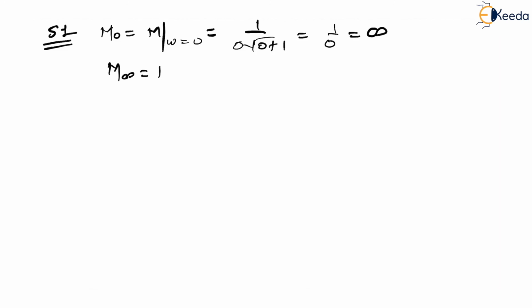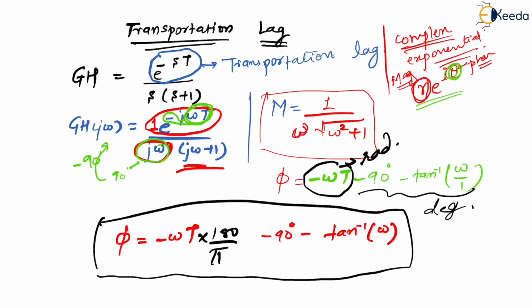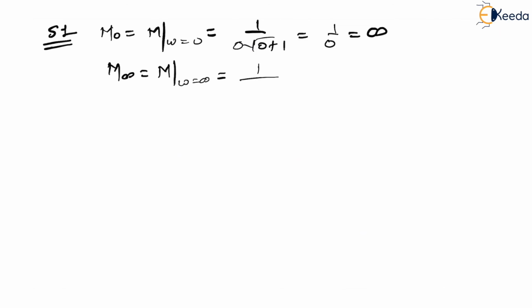What about m infinity? M infinity is M at omega equal to infinity. If I put infinity here, I get 1 by infinity into infinity plus 1, which is equal to 1 by infinity, which is nothing but 0. So m0 is greater than m infinity, which means next steps can be followed.